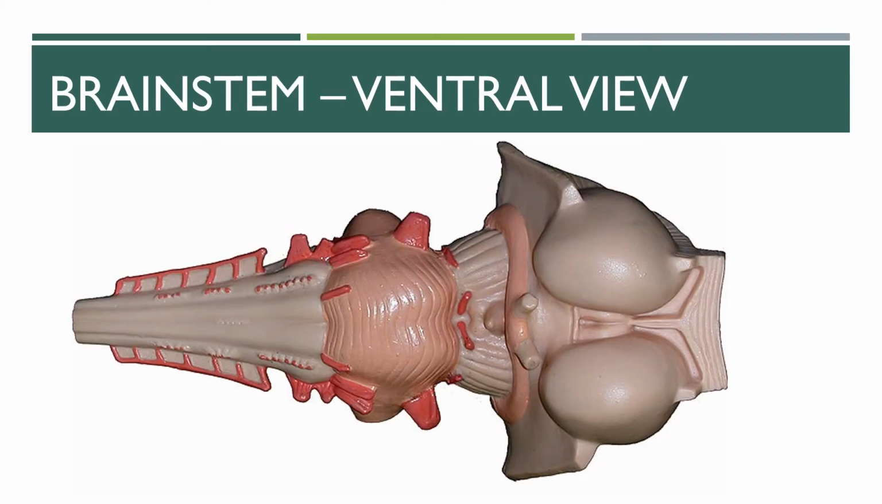As we look at this model of the brainstem in this ventral view, we begin down here with the identification of the pyramids. And we remember that the pyramids are going to be where the corticospinal tract is located. Then, lateral to those, we'll see these little bulges here and here. And these are going to be the olives.